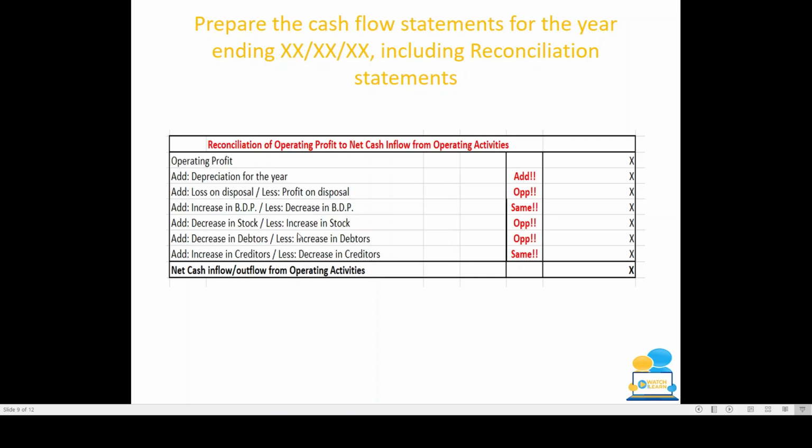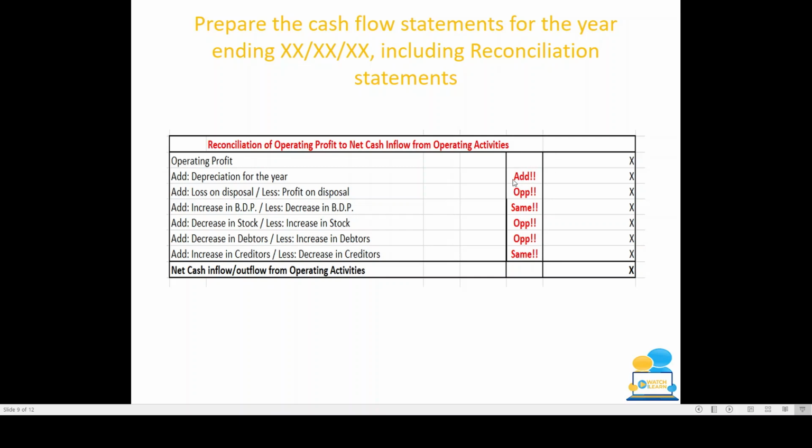Stock and debtors are both assets, so they'll be the same. They're the opposite of what you think. So if it's a decrease, you add it on. If it's an increase, you take it away. Same with debtors. A decrease, I would add it on. An increase, I would take it away, because it's the opposite of what you think it should be. And creditors are the same as what you think it should be, meaning if it's an increase, you would add it on, and if it's a decrease, you would take it away. So there are just some simple rules there.